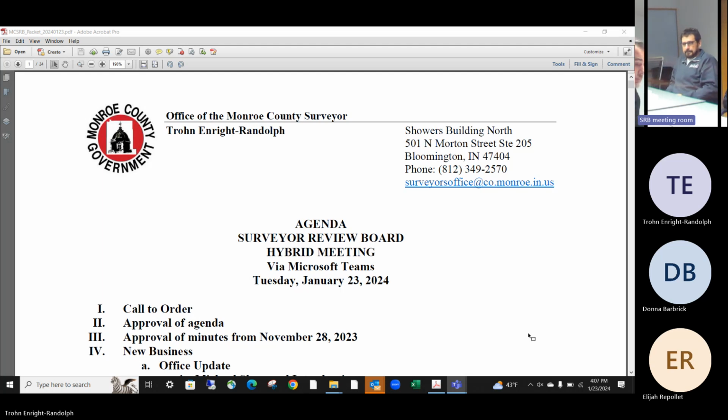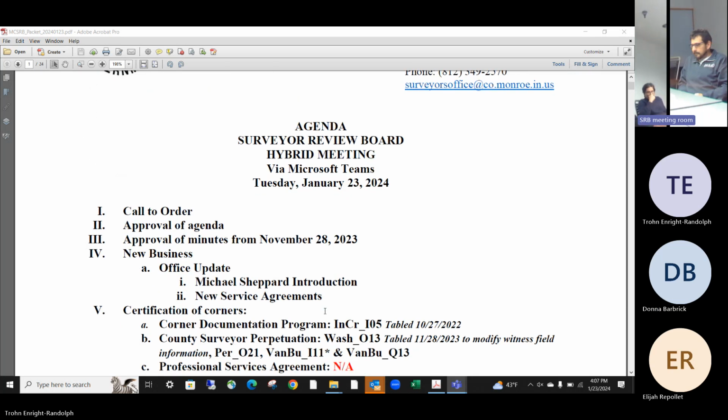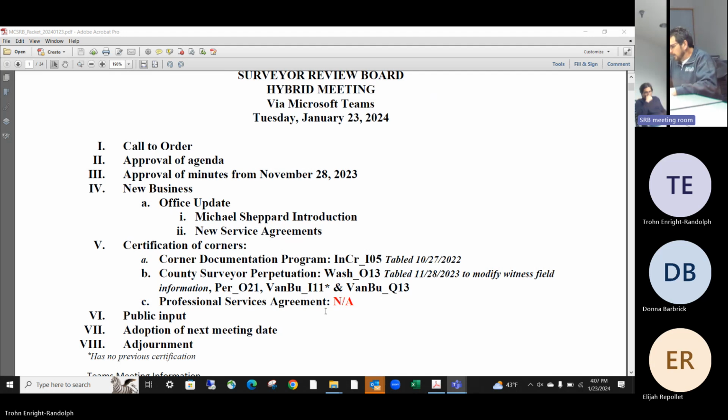With that, we're called to order. We got approval of the agenda, so I'd be looking for approval of the agenda. We don't have any changes. Motion to approve. Second. Let's jump in. Since we have no member attending virtually, I'll do a voice vote. All in favor, say aye. Aye. Opposed, same sign. The agenda is approved.